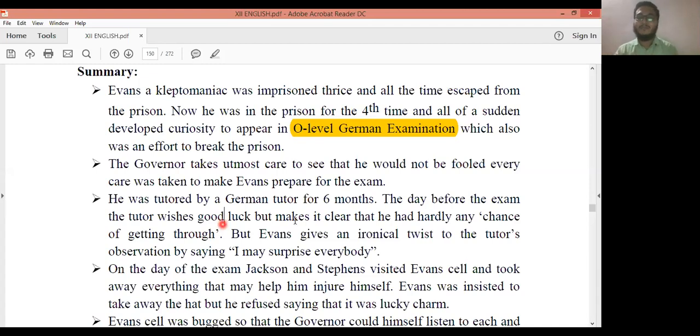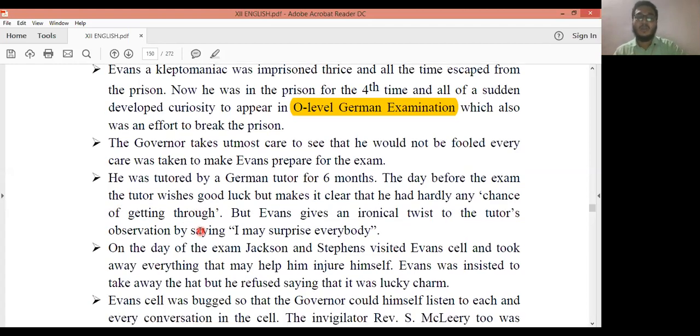Okay. The day before the examination, the tutor wished him good luck, but made it clear that he had hardly any chance of getting through.